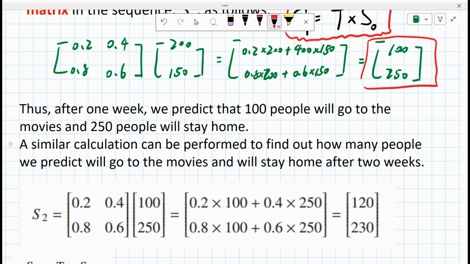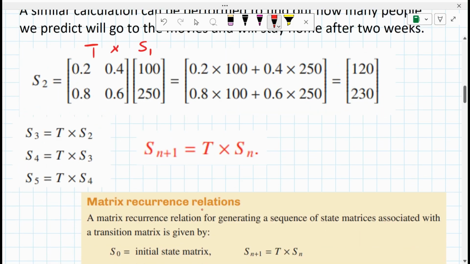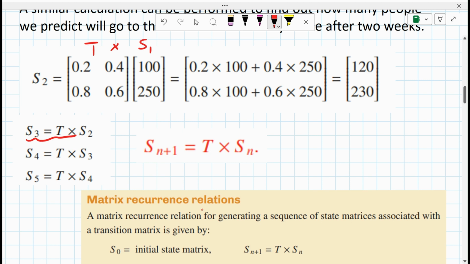Similar calculations, we keep going with S2. We use the transition matrix times S1, and you just keep continuing until they ask for 3 weeks or 4 weeks. So we keep going, week 3, week 4, week 5, and after that we come up with the formula: Sn plus 1 equals the transition matrix times Sn, the state matrix before the next one.